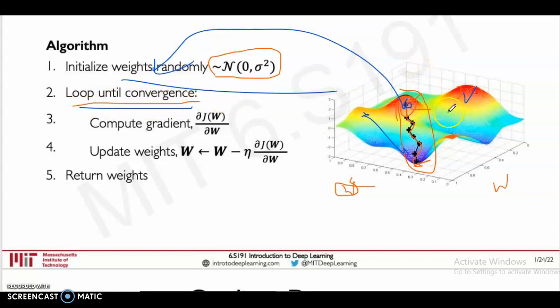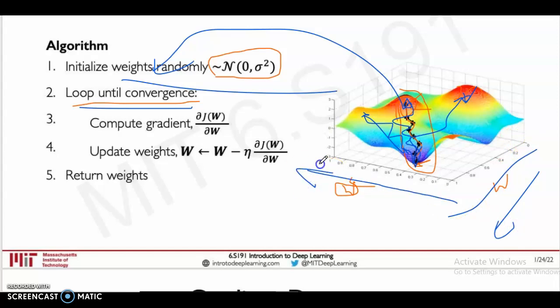And loop until convergence. If you are here, this is also 0 to 1, 0 to 1 here also, minus 3 to plus 3. The weights have to be initialized randomly, then loop until convergence.